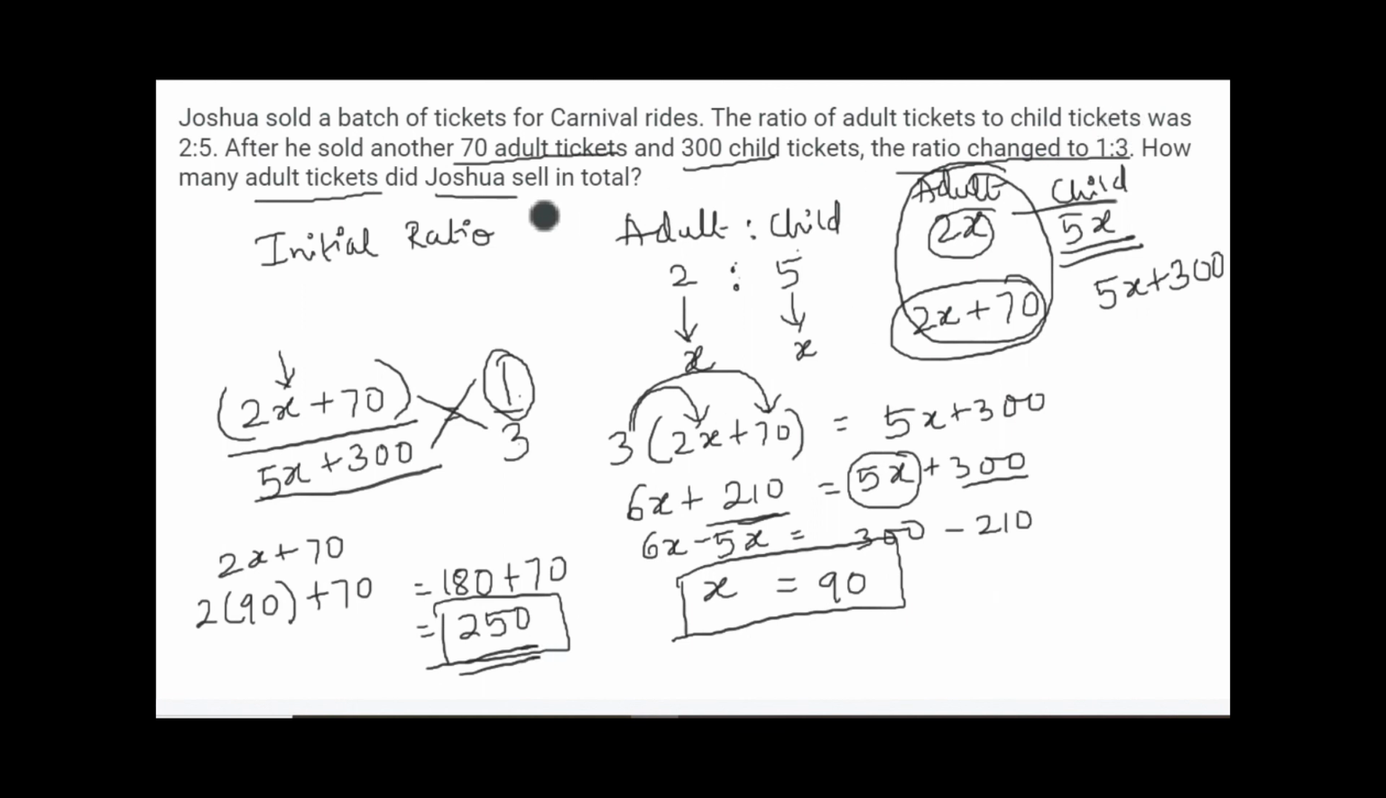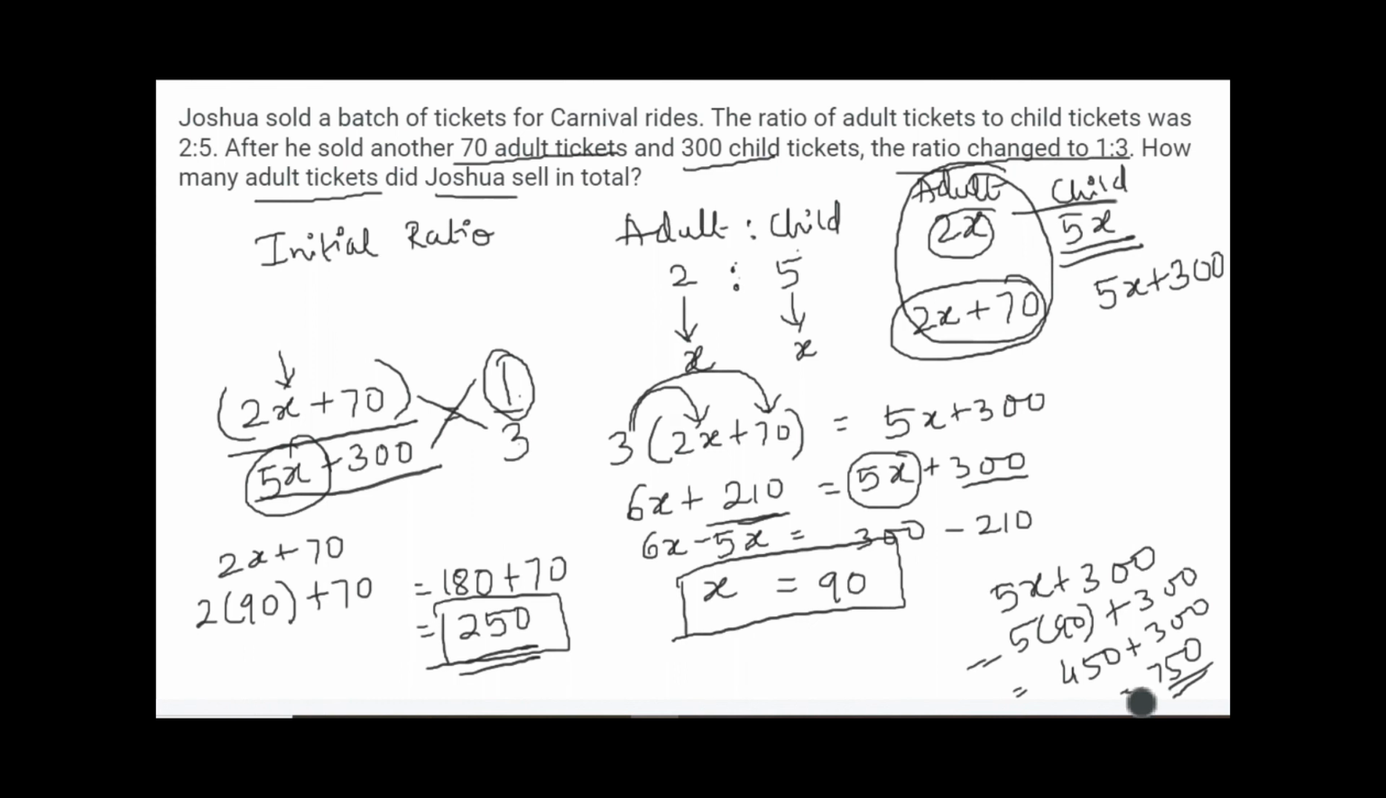If they ask you about child tickets, that also you can find. Just substitute the value of x in this 5x plus 300. So 5 times 90 is 450, plus 300, which is nothing but 750. So even if they ask you about child tickets, you should be able to find it by using the value of x. And if they ask you the adult tickets, that we have already found here using the value of x.